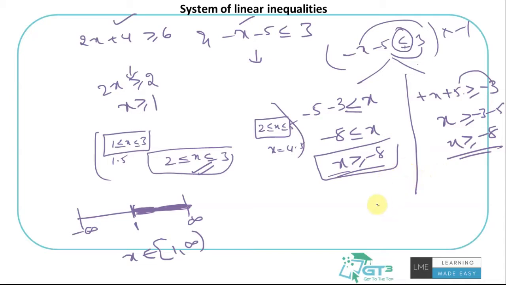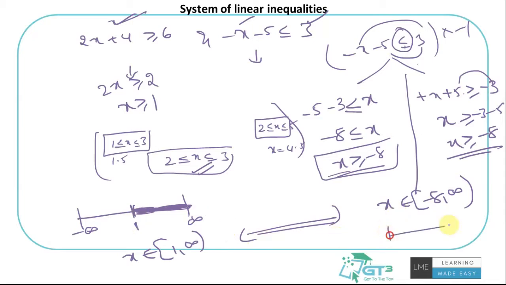So what does this mean? x belongs to minus 8 to infinity. As long as x is between minus 8 and infinity, I will satisfy this inequality. As long as x is between 1 and infinity, I will satisfy this inequality. So what should be the answer? If I look at the common areas between both of them.